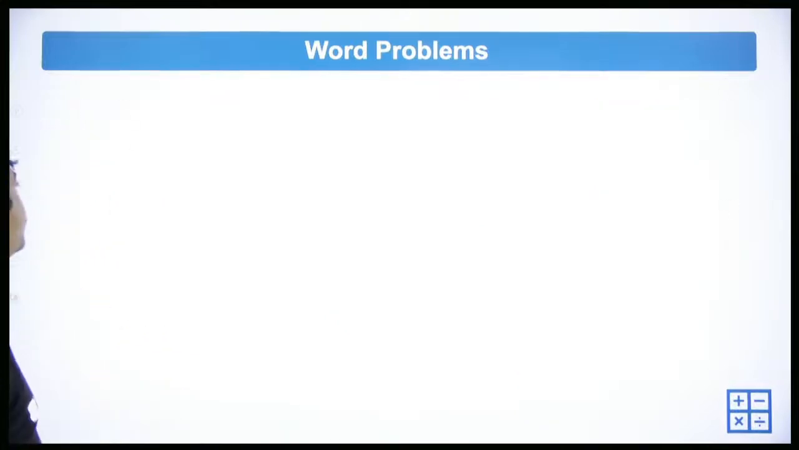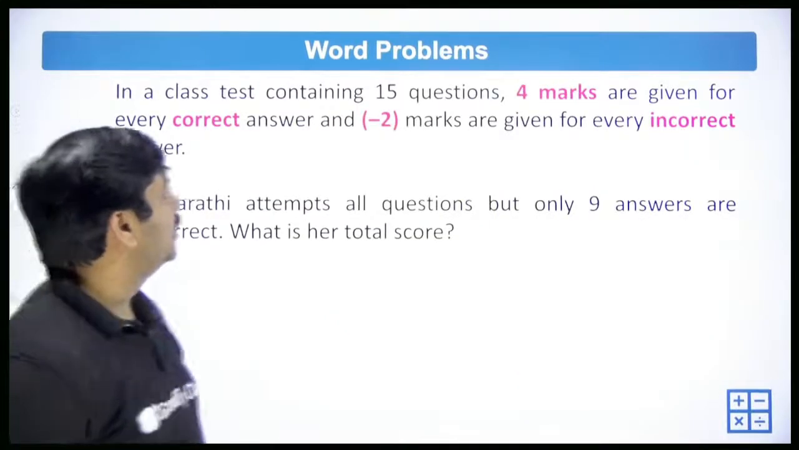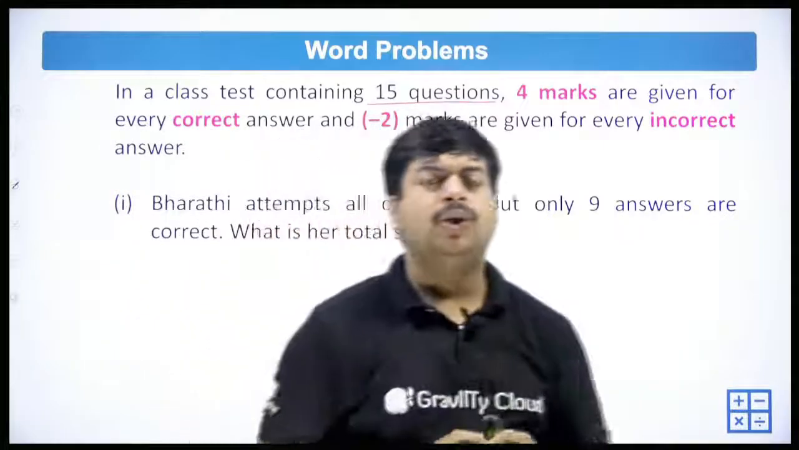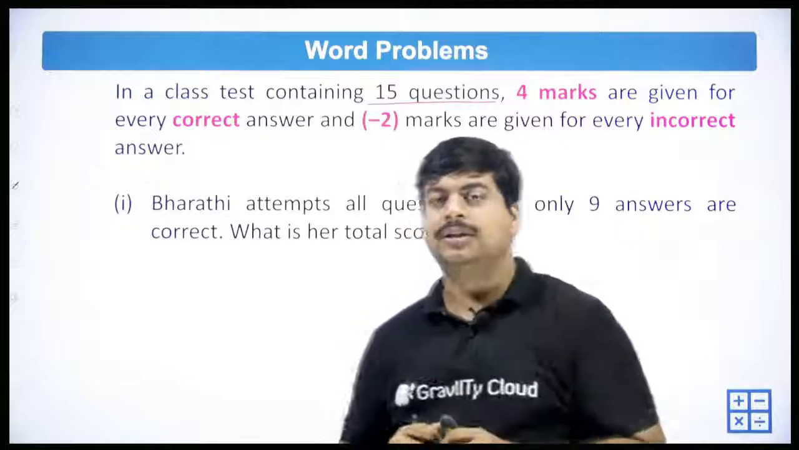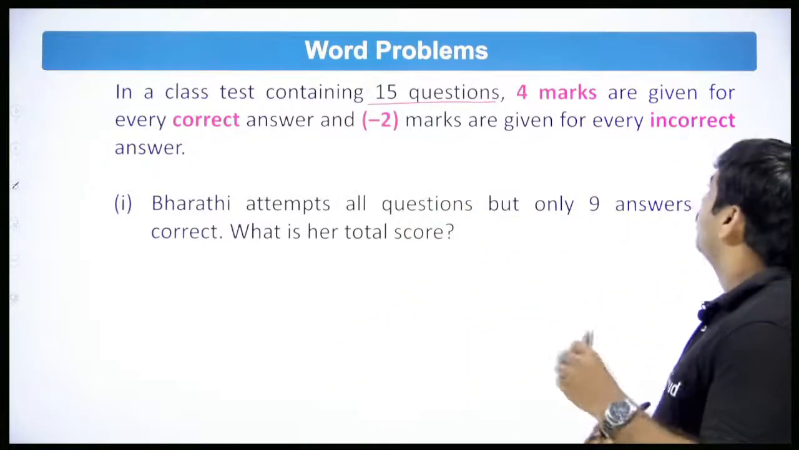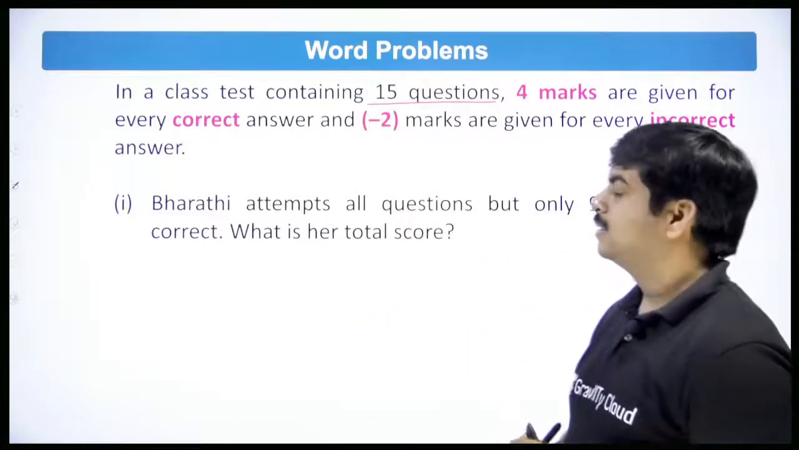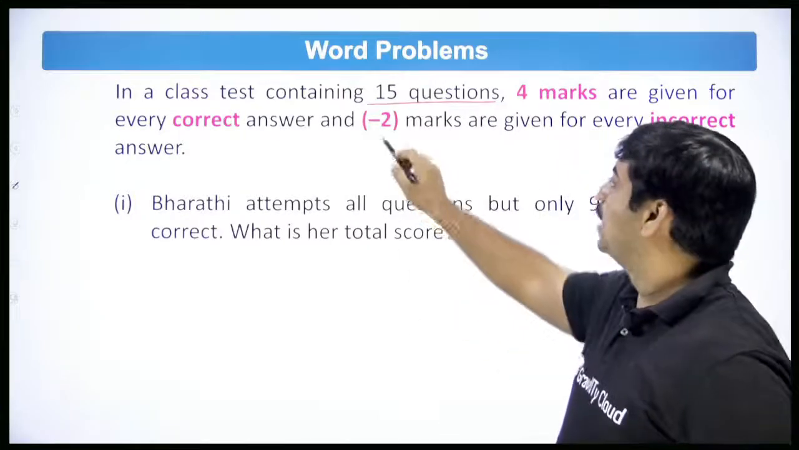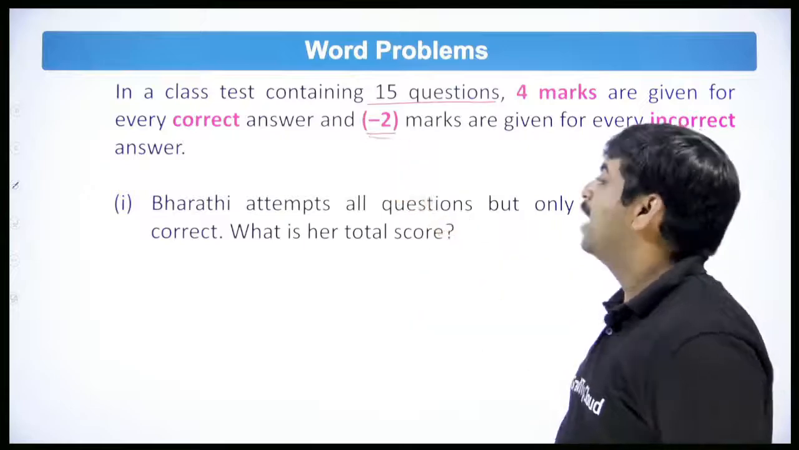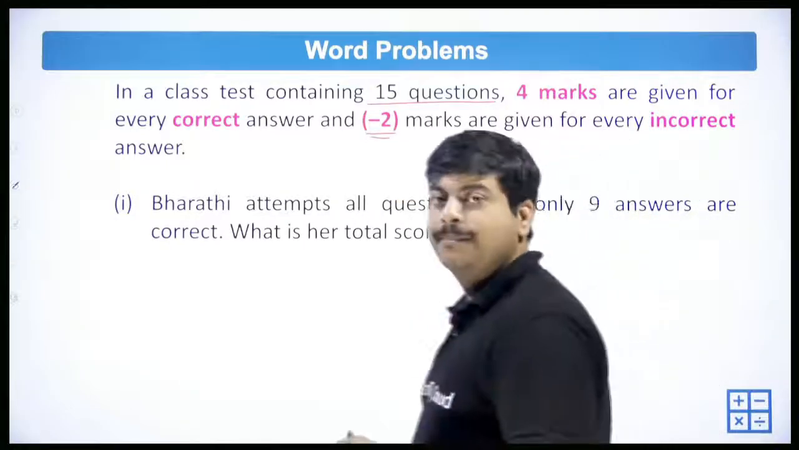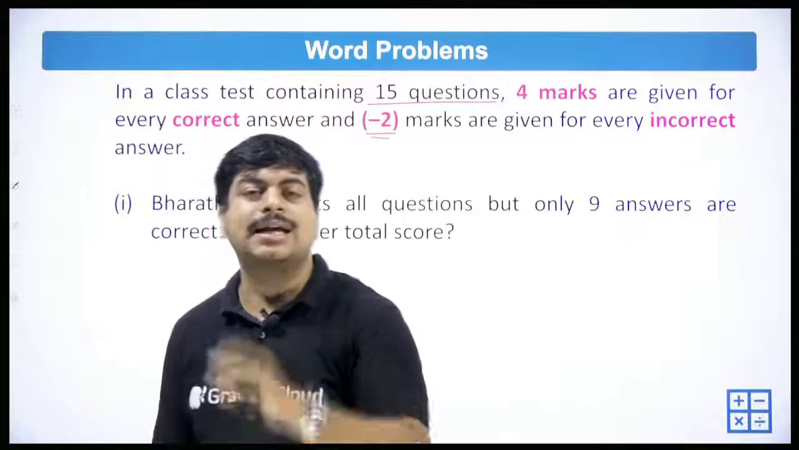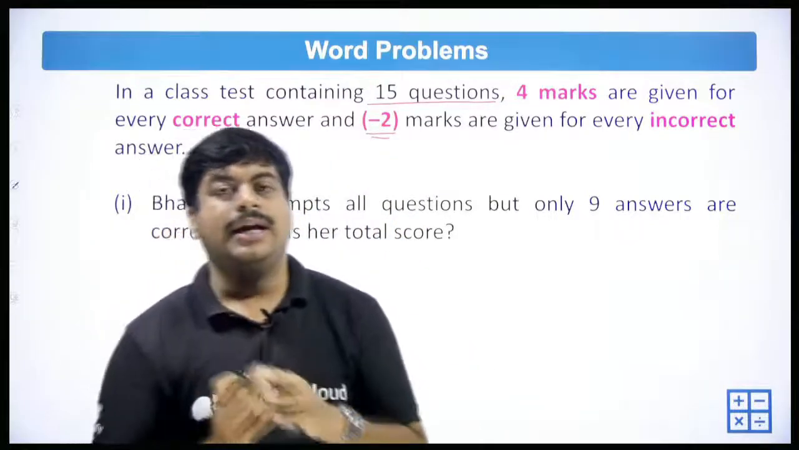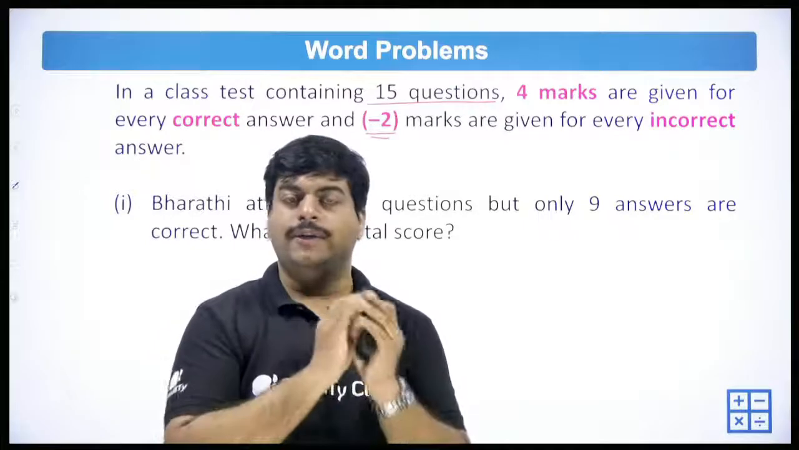What is the next question we are having? In a class test containing 15 questions, you're writing an exam. The total questions are 15. The point here is 4 marks are given for every correct answer and minus 2 marks are given for every wrong, incorrect answer. It's not that you will get 0 marks for a wrong answer. Here you are having negative marking. Negative marking means if you write wrong, you will lose marks.